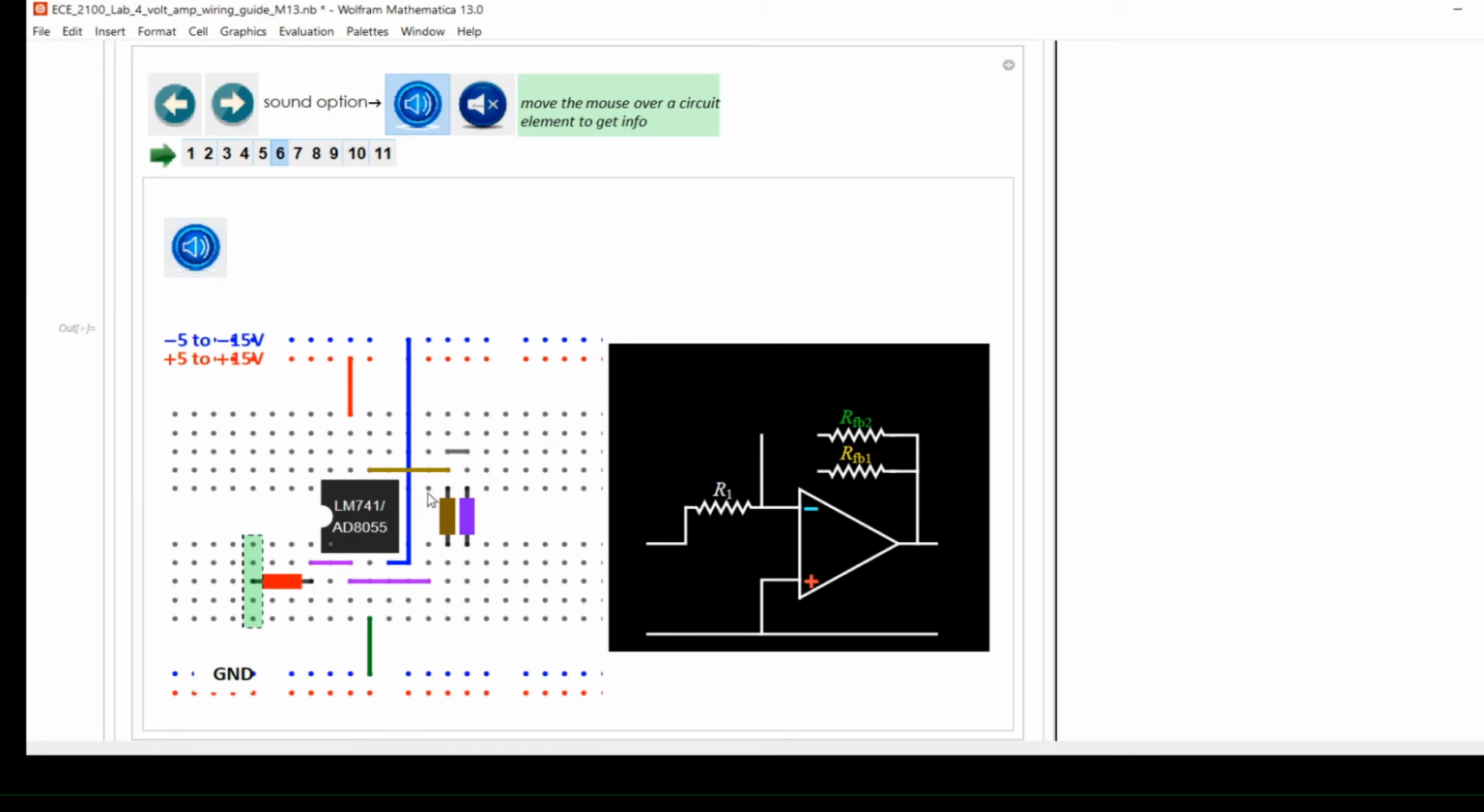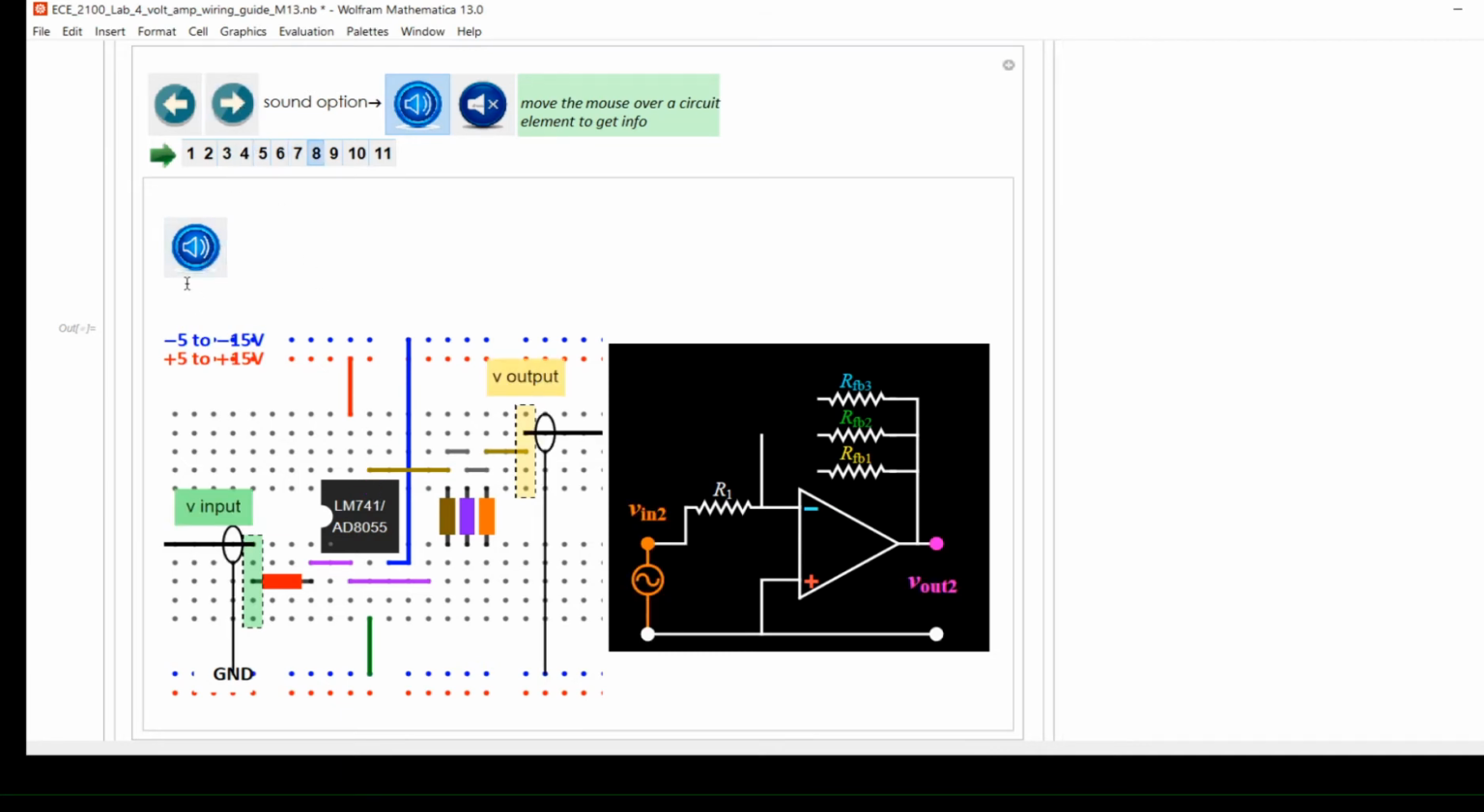Put in feedback resistor 2 with wire connected to that of feedback resistor 1 that is connected to op-amp output pin 6. Put in feedback resistor 3 with wire connected to that of feedback resistor 2 that is connected to op-amp output pin 6. The circuit is ready to use.